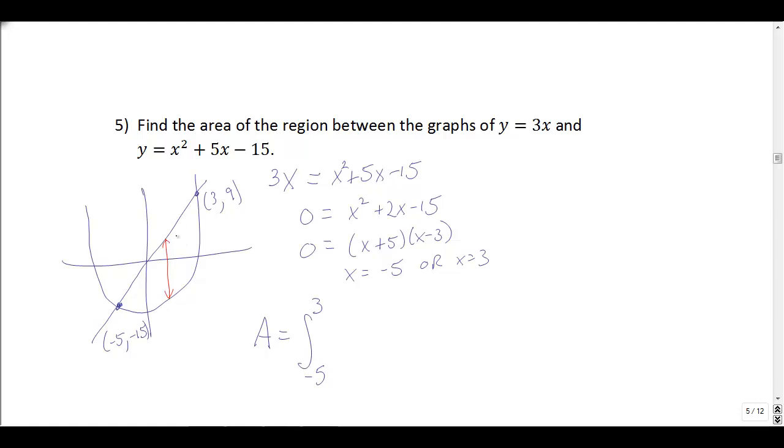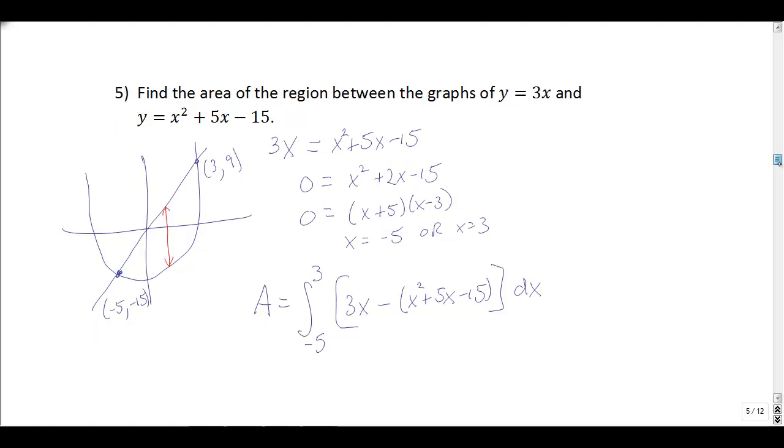And it's just going to be the top minus the bottom. So the top function is 3x minus the bottom function, x squared plus 5x minus 15. And then I'm going to use a square bracket on the outside just to differentiate from the parentheses. And then the dx or delta x would be the width of one of these tiny rectangles. And so we wrote down an integral here. Now we just need to evaluate this.